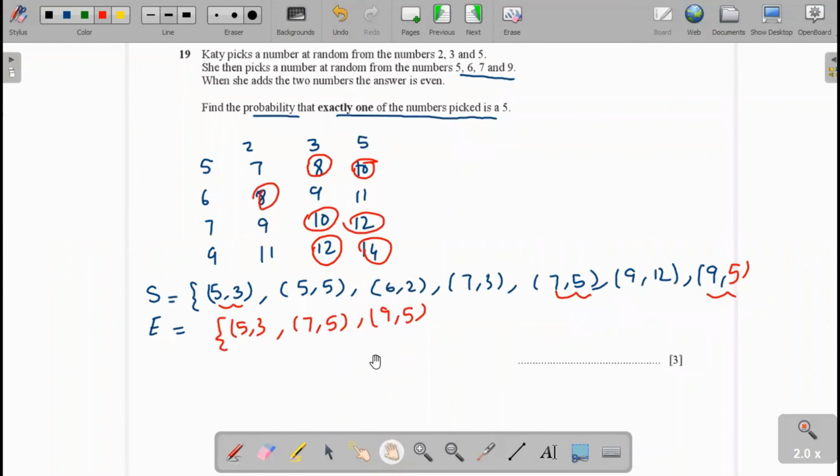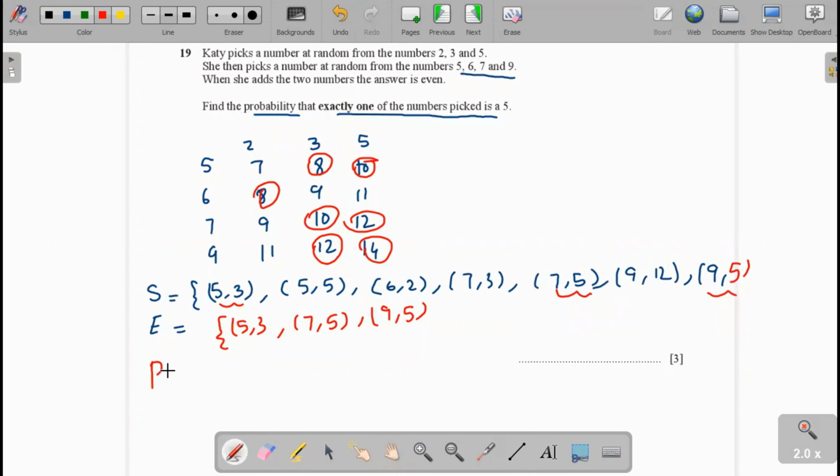Now the probability of this event will be equal to the total number of outcomes of the event divided by the total number of outcomes of the sample space. Here the total outcome is 3 and the total sample is, you can count 1, 2, 3, 4, 5, 6, 7, and 3 over 7 is the answer.